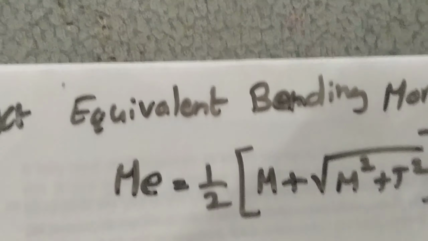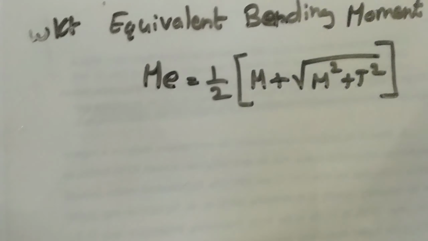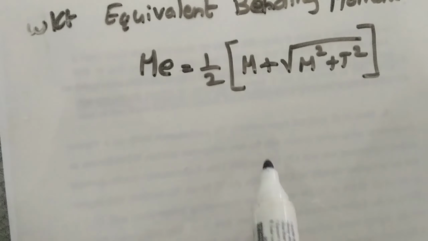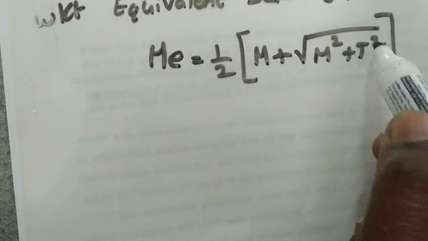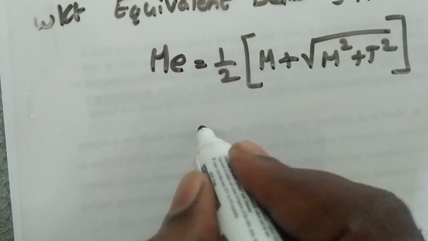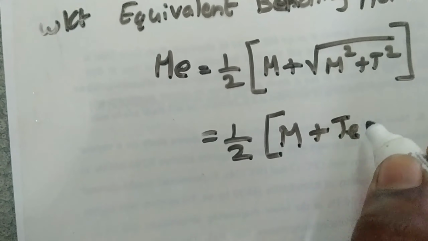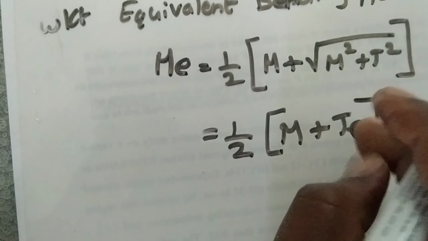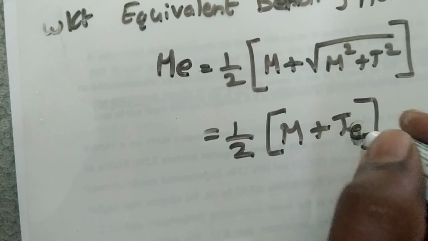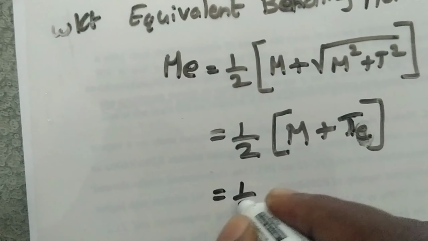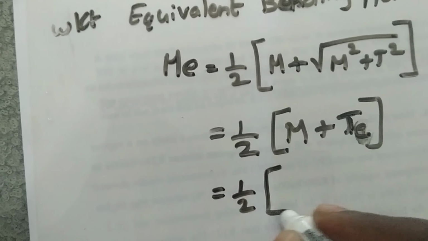The next one: similar to the equivalent twisting moment, we need to calculate the equivalent bending moment also. We know the formula for that, Me equals half of M plus root of M square plus T square. We may replace the term root of M square plus T square with Te, so Me equals 1 by 2 M plus Te. We know the values for these, so you apply the values, 562.5.